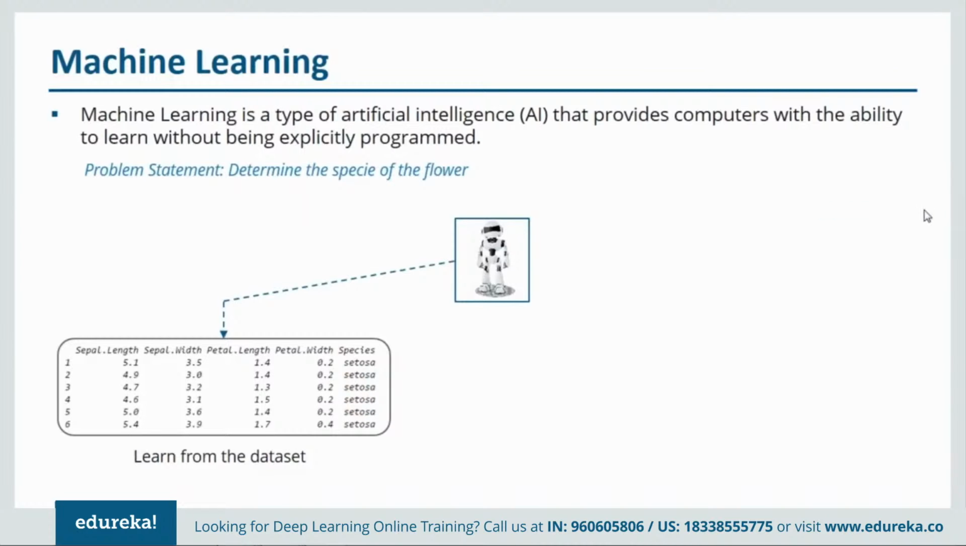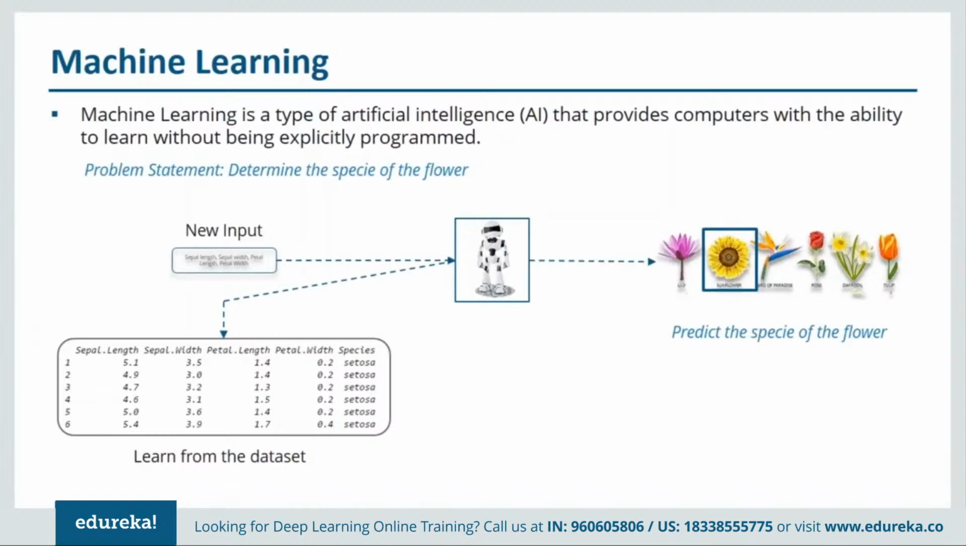Now what happens next? You have trained your machine from the data set. Then whenever you give a new input to this particular machine, it will predict the species of the flower. So this is how machine learning works. It is nothing but machine learning in a nutshell.